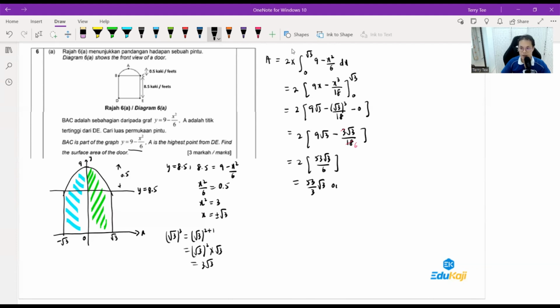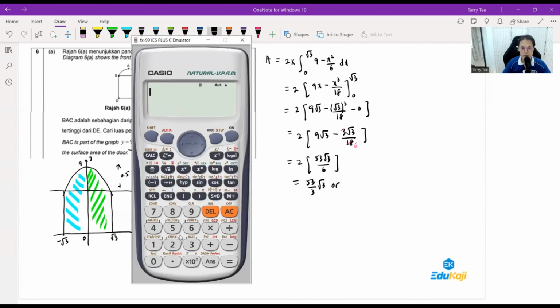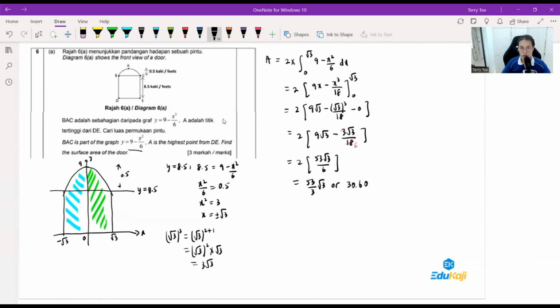You can leave it in this form, or you can change to decimal. Changing 53 over 3 root 3 to decimal, my answer is 30.60. The unit is square feet. You can write it as feet squared, or feet with a square.